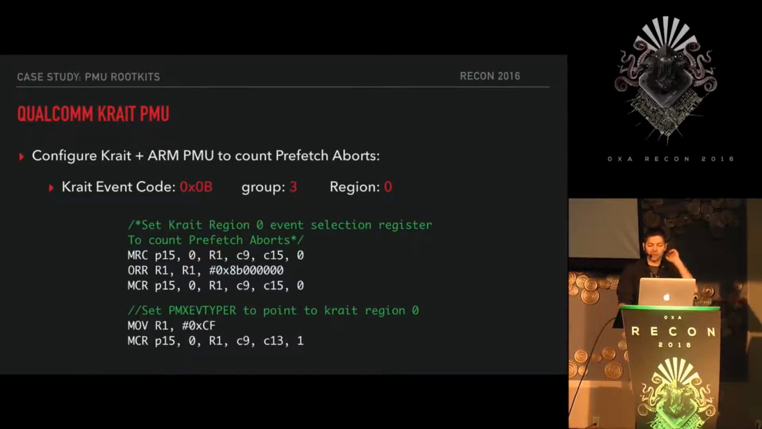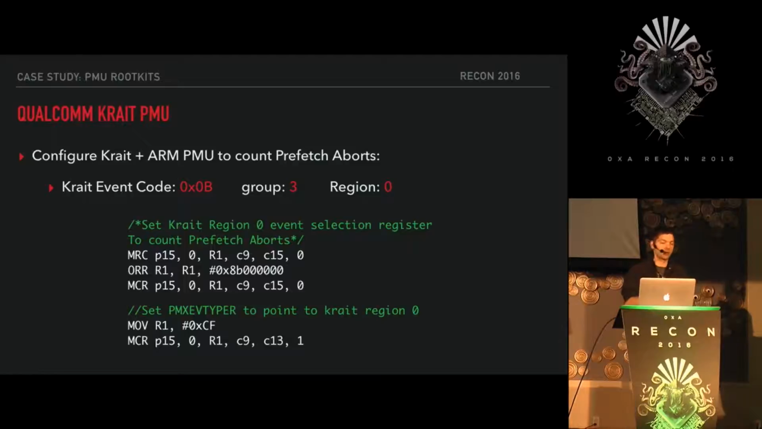So, for example, if we wanted to count prefetch aborts with a combination in the Krait architecture, that particular event code happens to be B, and it's group 3, region 0. So in order to configure our PMU to count prefetch aborts, we have to shift the B over by 3 bytes, and then we write that to the Krait region 0 event select register.